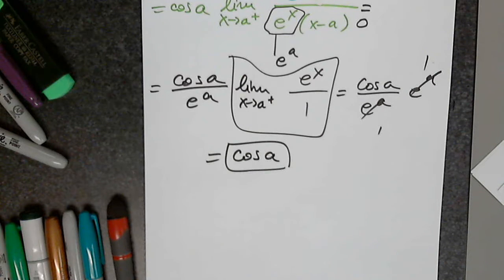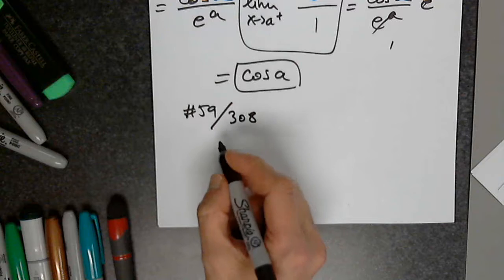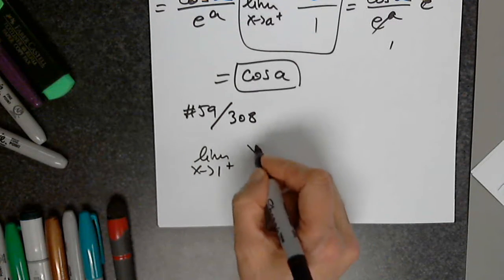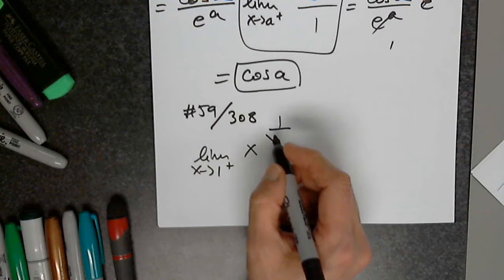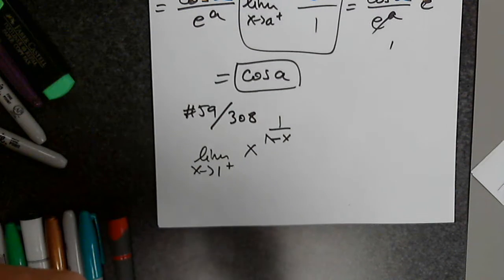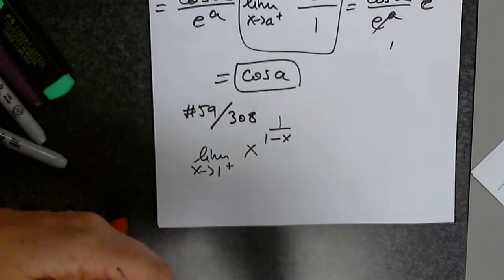I would like to pick something from 59 through 66 and another problem if you want, and move on. You want 59? Very good. So 59 on page 308, and we have the limit as x approaches 1 from the right of x to 1 over 1 minus x. Yes, it is 1 minus x. Good. Perfect. What now?